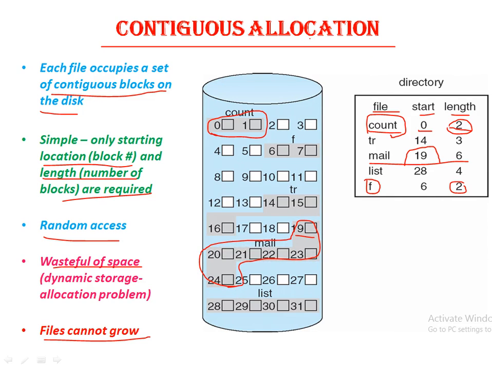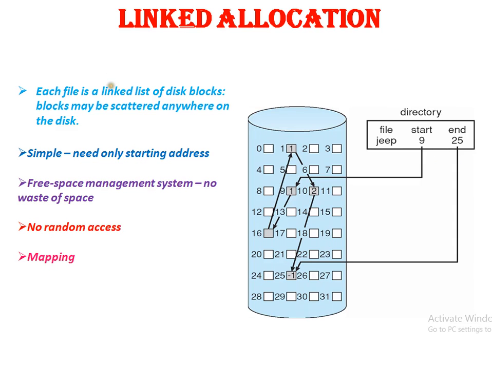The main thing you should remember is that the blocks must be contiguous and it is always simple. The starting location should be known, then the length should be known. The disadvantages are the dynamic storage allocation problem, and files cannot grow; you cannot increase the size of the file. Next we shall see what is linked allocation. Linked means linking the blocks. Each file is a linked list of disk blocks, which may be scattered anywhere on the disk.